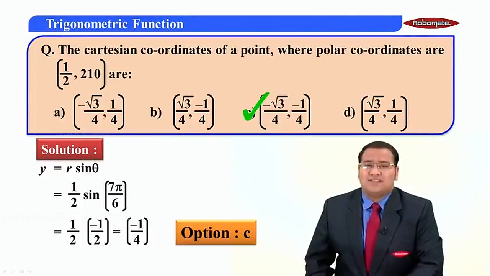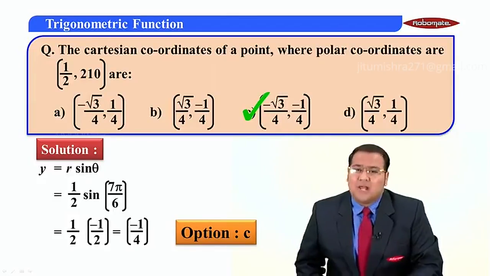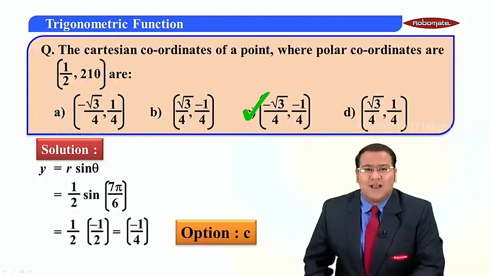So the answer is minus root 3 by 4 and minus 1 by 4, which is nothing but option C.